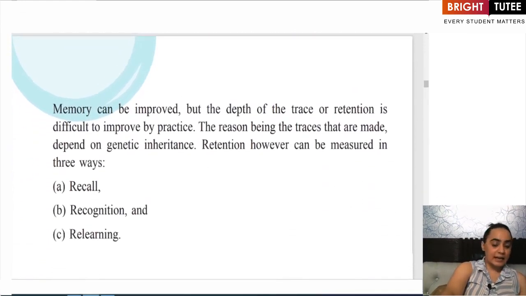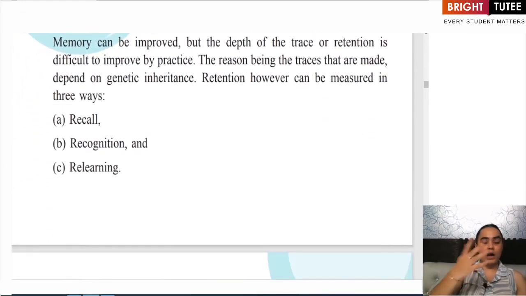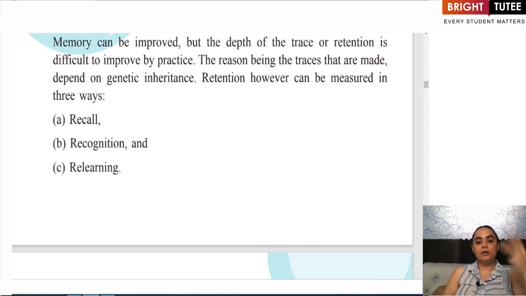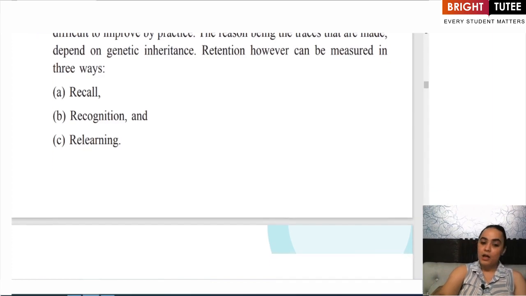Now, memory can be improved also. There are possibilities for you to retain something in your mind if some external factors, if some ways are followed. So, 3 ways in which one can measure the retention or can change the retention capability that one has are recall, recognition, and relearn. The 3 R's that we have.